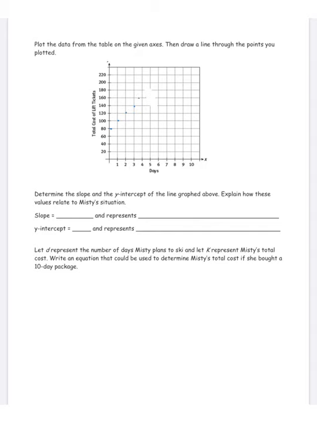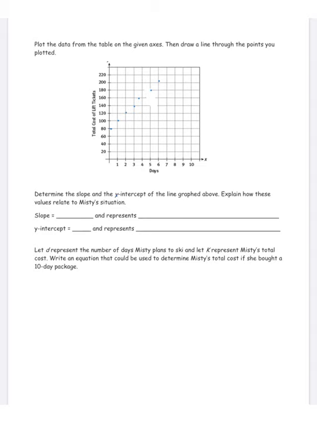5 was at $180, and 6 was at $200. So as you can tell, if we were to connect those dots, those would be linear because they would form that straight line. So the next part of it asks us to determine the slope and the y-intercept, and then what it particularly means in context for the Misty situation.